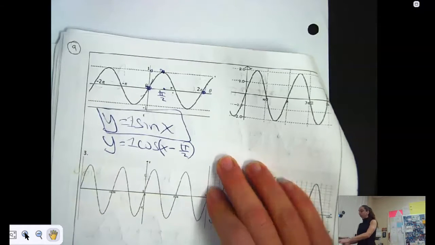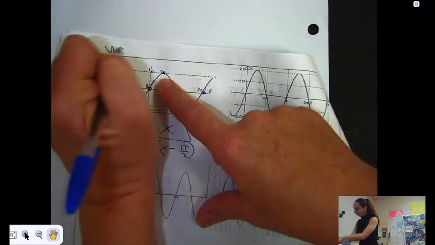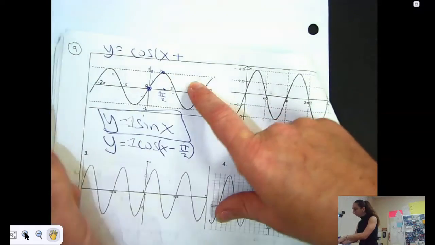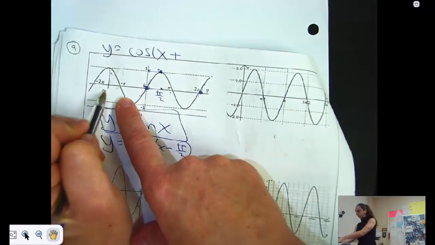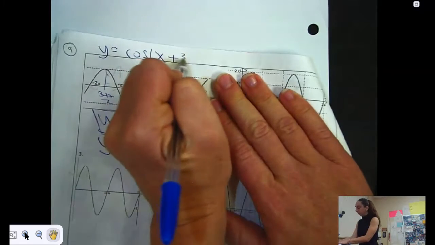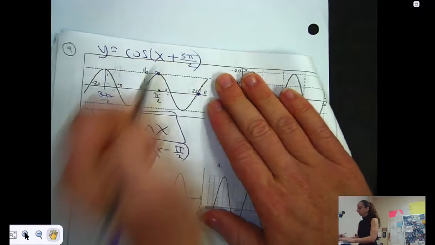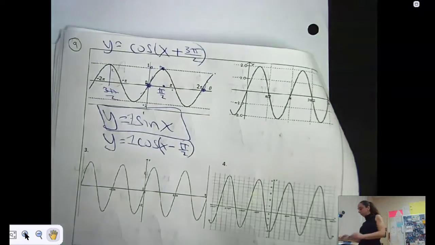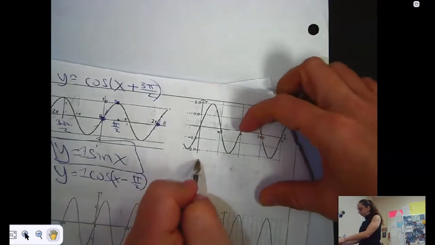Okay. I could also say y equals cosine of x plus 3 pi over 2. Because it's a wave, it repeats. But let's just stick to sine. Okay, so let's do this one. Let's do sine.